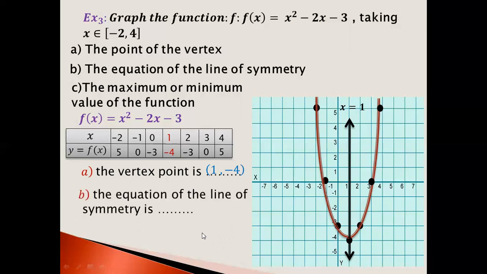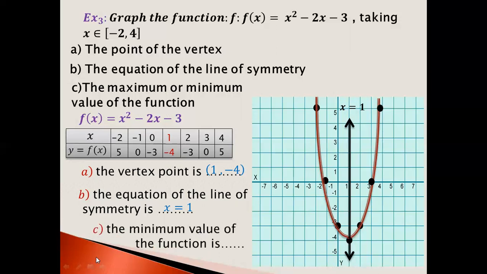And the equation of the line of symmetry. As we said before, the line of symmetry is the line which divides the curve into two equal parts. So this is the line of symmetry, and it cuts the x-axis at the element 1. That means the equation of the line of symmetry is x equals 1.